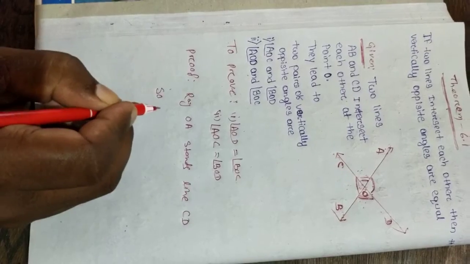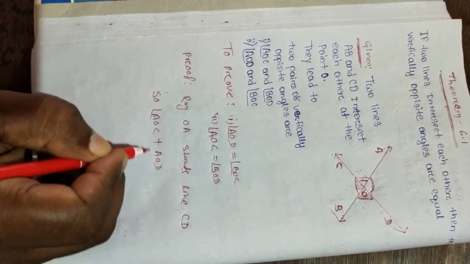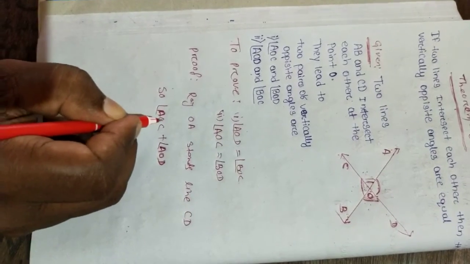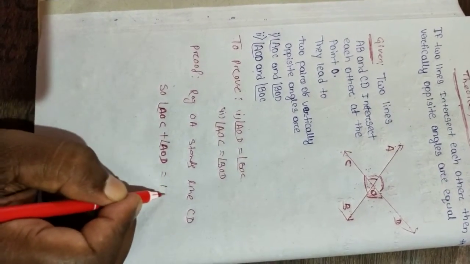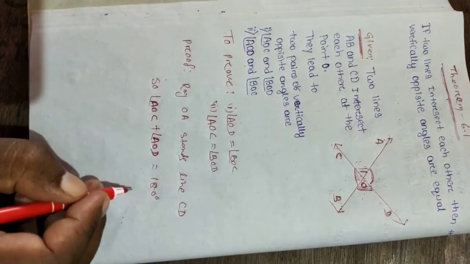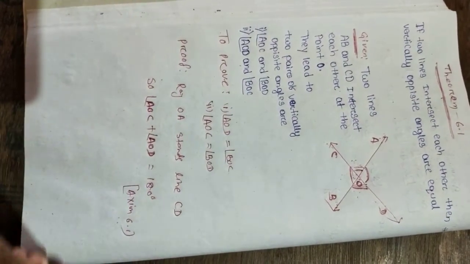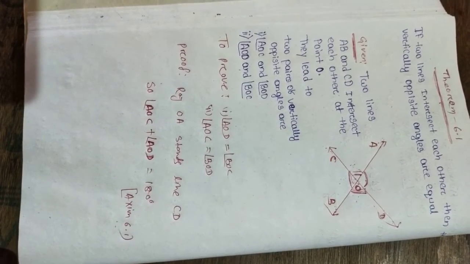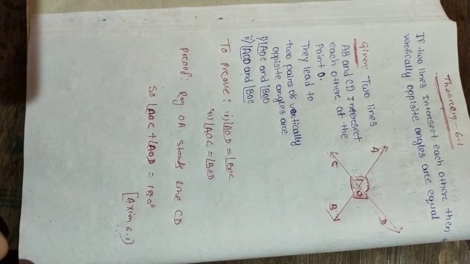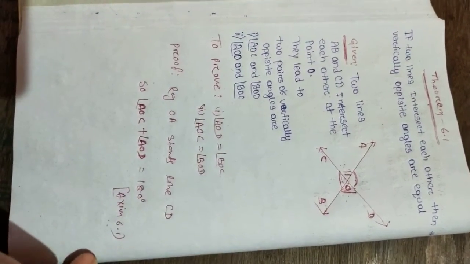So angle AOC plus angle AOD is equal to 180 degrees. Why? Axiom 6.1. Axiom 6.1 says that a pair of adjacent angles is 180 degrees. This is called a linear pair.